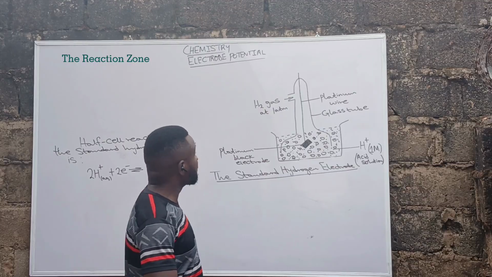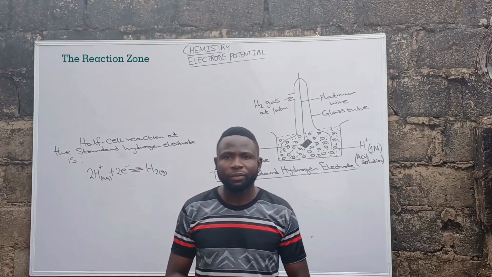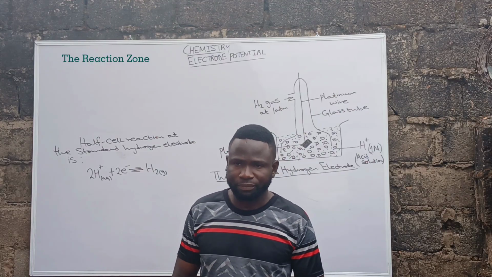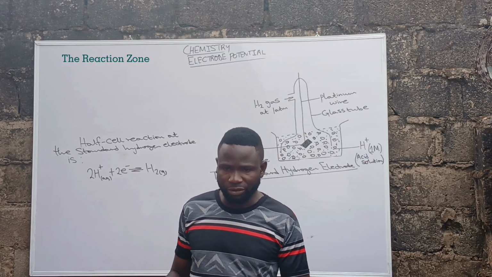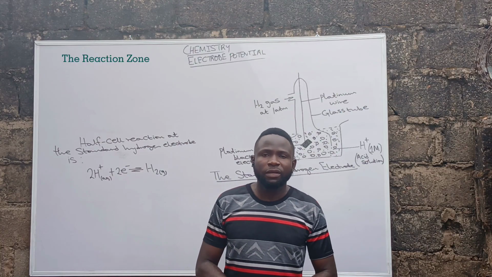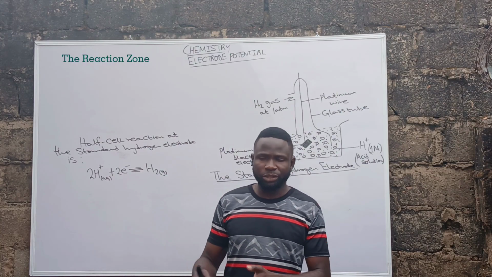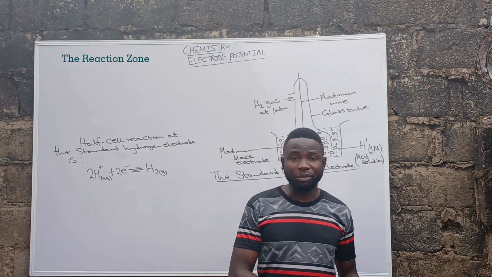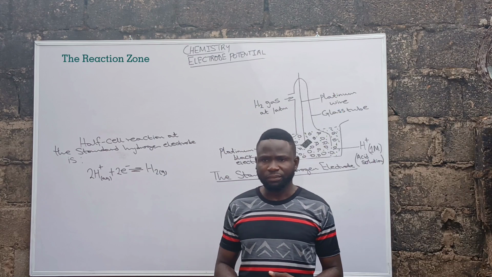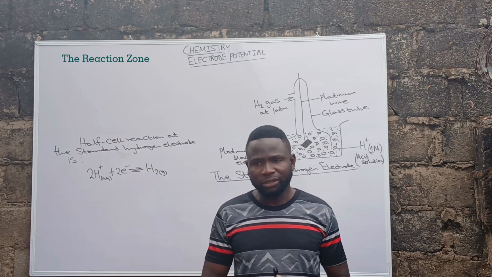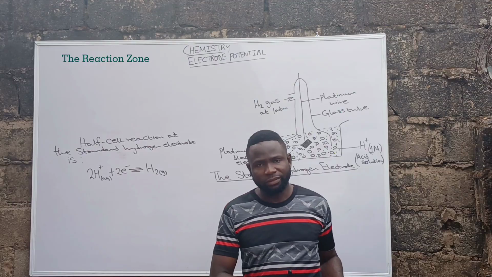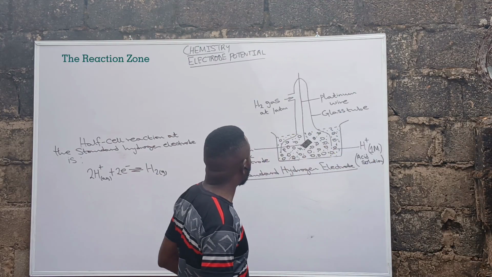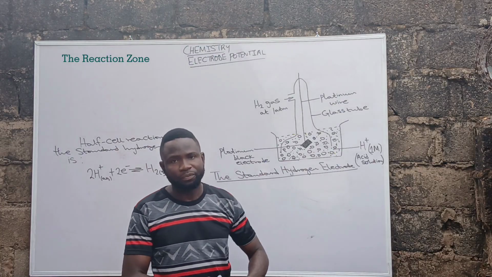In today's lesson, we're going to look at the concept of electrode potential. Now, when a metal comes in contact with a solution that contains its ions, it acquires either a positive charge with respect to the solution, or it acquires a negative charge with respect to the solution. This potential difference between the metal and the solution that contains its ions is what is called electrode potential.